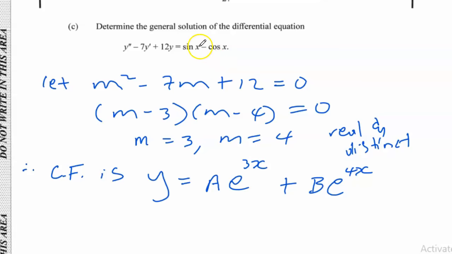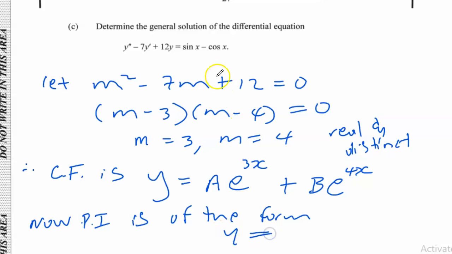Now we notice on the right hand side, we need to find the particular integral. Based on what we have on the right hand side here, since it's a trigonometric function, the particular integral would have the form a sin x plus b cos x.